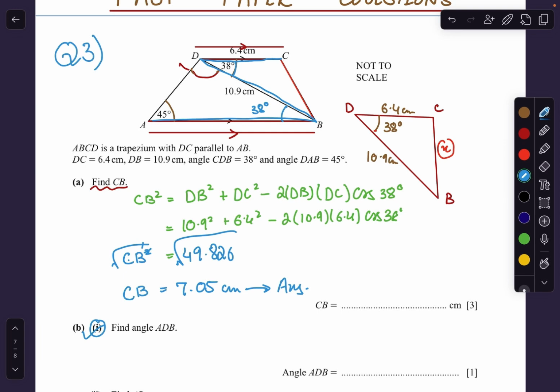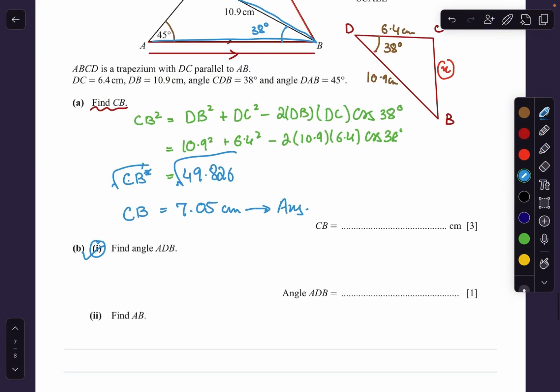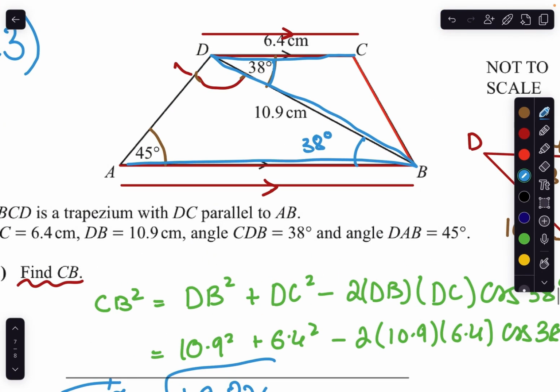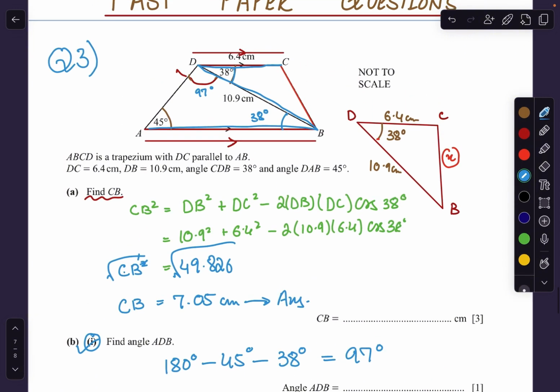To get that angle, we know the total of triangle ADB is 180. We can subtract the other two angles, 45 and 38 degrees, from 180. So angle ADB would be 180 degrees, subtract 45 and subtract the 38 degrees we got from the alternate angle property. The answer is 97 degrees. It means the angle over here is 97 degrees. That's your answer for this question.